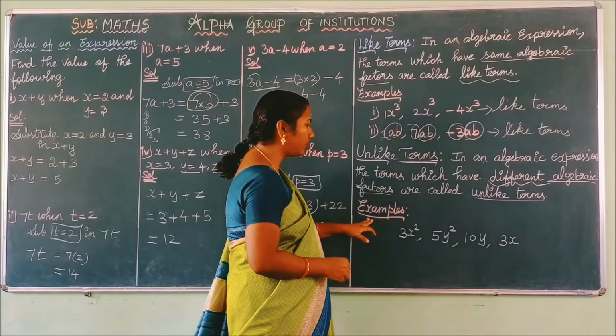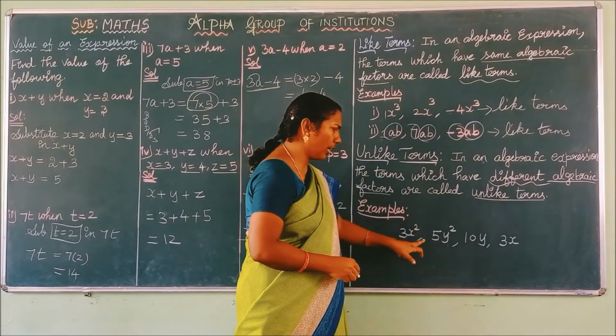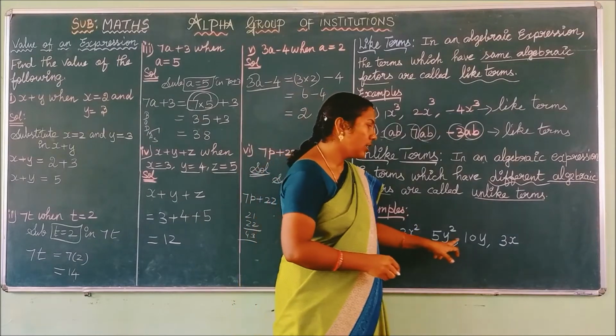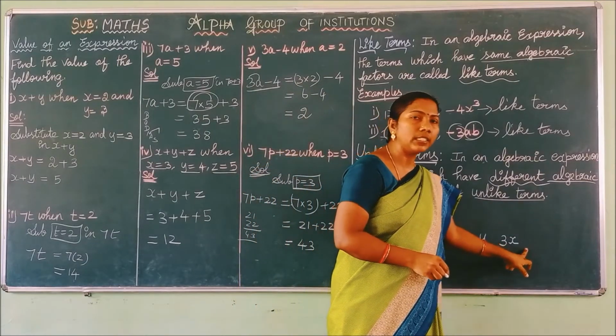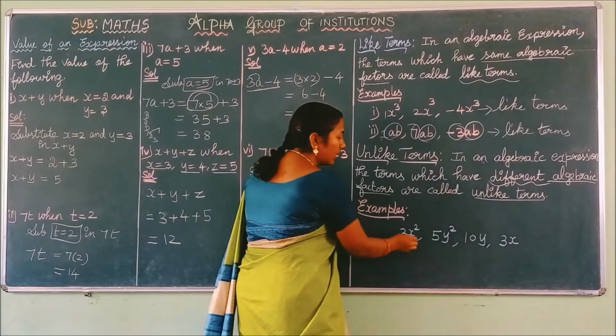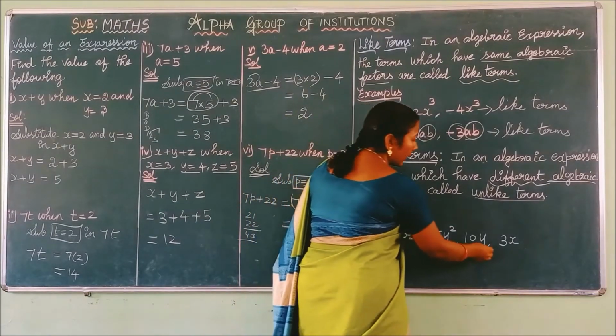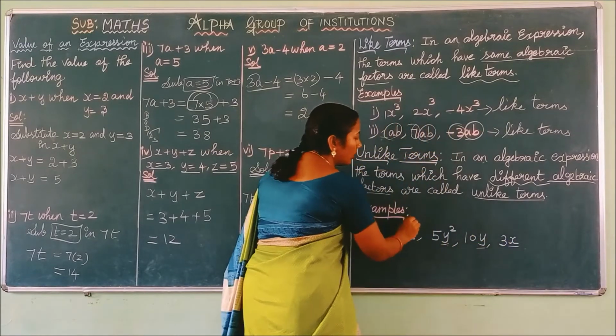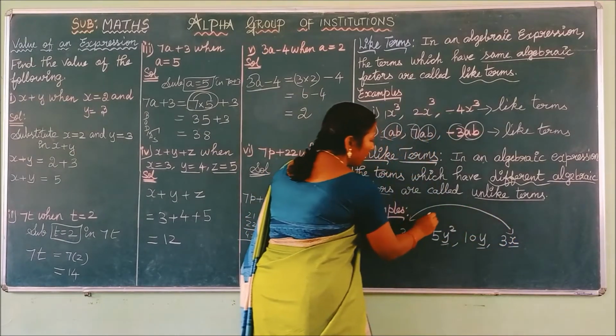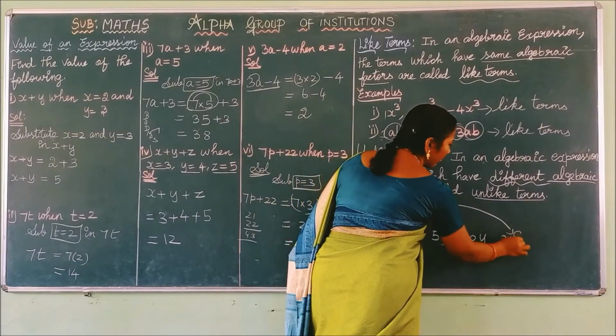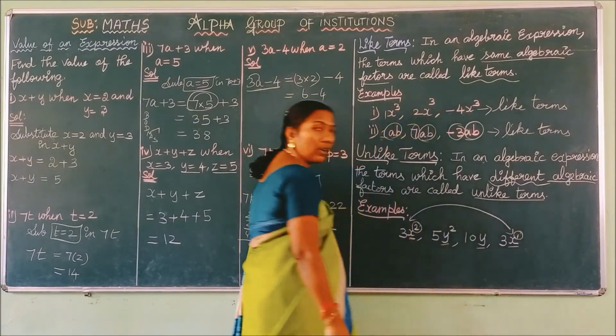See the example. 3x square, 5y square, 10y, 3x. See here. Here we have the variable x. Here y. Here y. Here x. Though they have the same variable, they have different powers. Here, what is the power of x? It is 1.